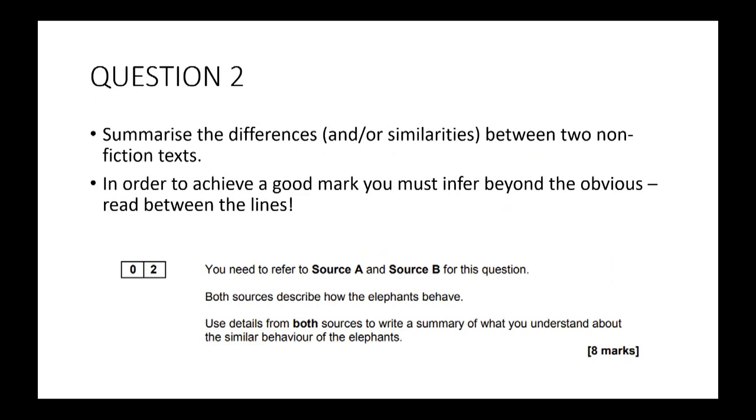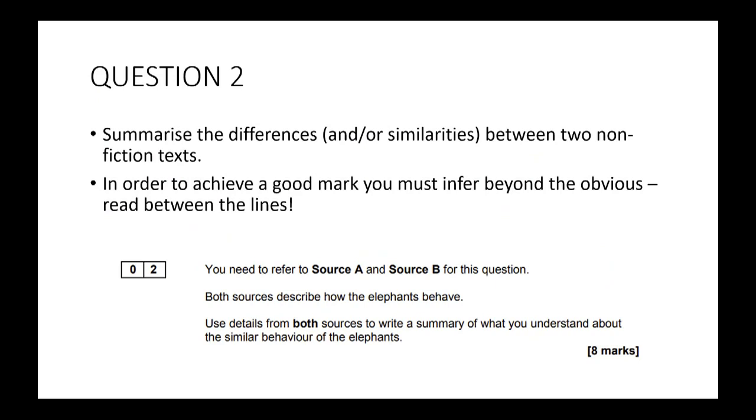You are asked to summarize the differences or similarities, or both, because it doesn't really matter, between the 2 texts. In order to achieve a good mark, you must infer beyond the obvious and read between the lines. Look at the question wording. Both sources describe how the elephants behave. Use details from both sources to write a summary of what you understand about the similar behavior of the elephants.